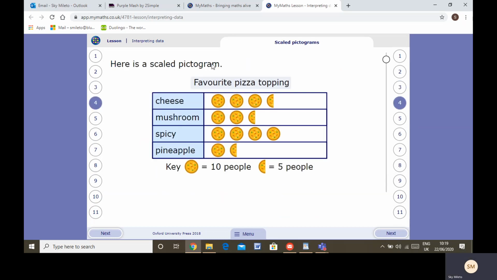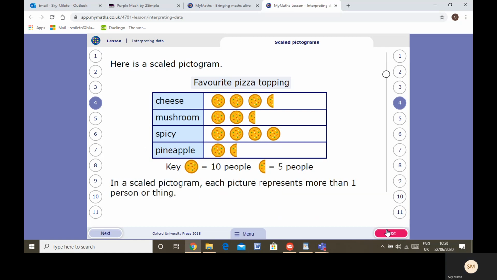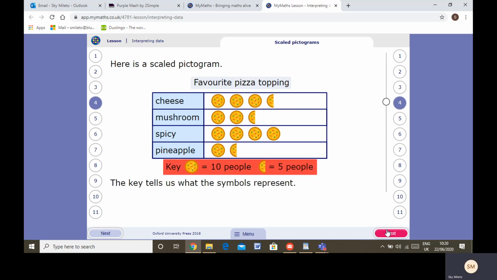So here's a scaled pictogram. We covered this very quickly a couple of days ago, but here we have the key and we want to know what people liked on their pizza. So for every whole pizza there is in the diagram, that represents 10 people. Therefore, if there's half a pizza in the diagram, that represents 5 people. So we must have a key to be able to tell us how many people each picture represents.